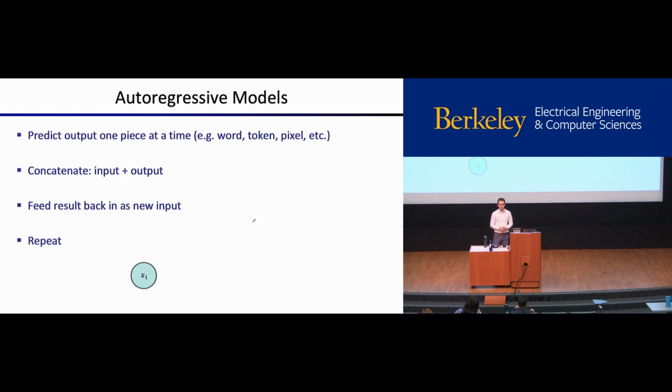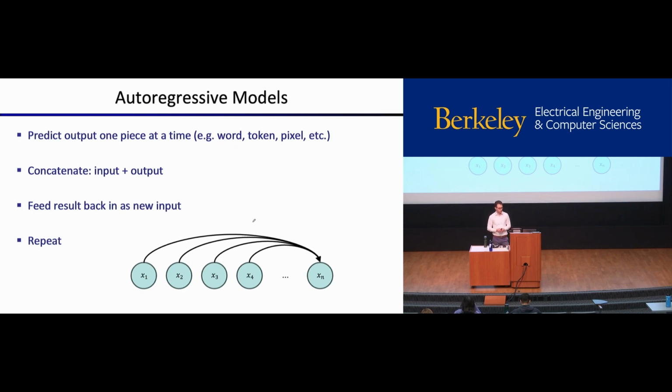So just to visualize that, we have some x. This is the first input. We're predicting x2 from x1. Then we're predicting x3 from x1 and x2. Then we're predicting x4 from x1 through x3, etc. This process just keeps going.